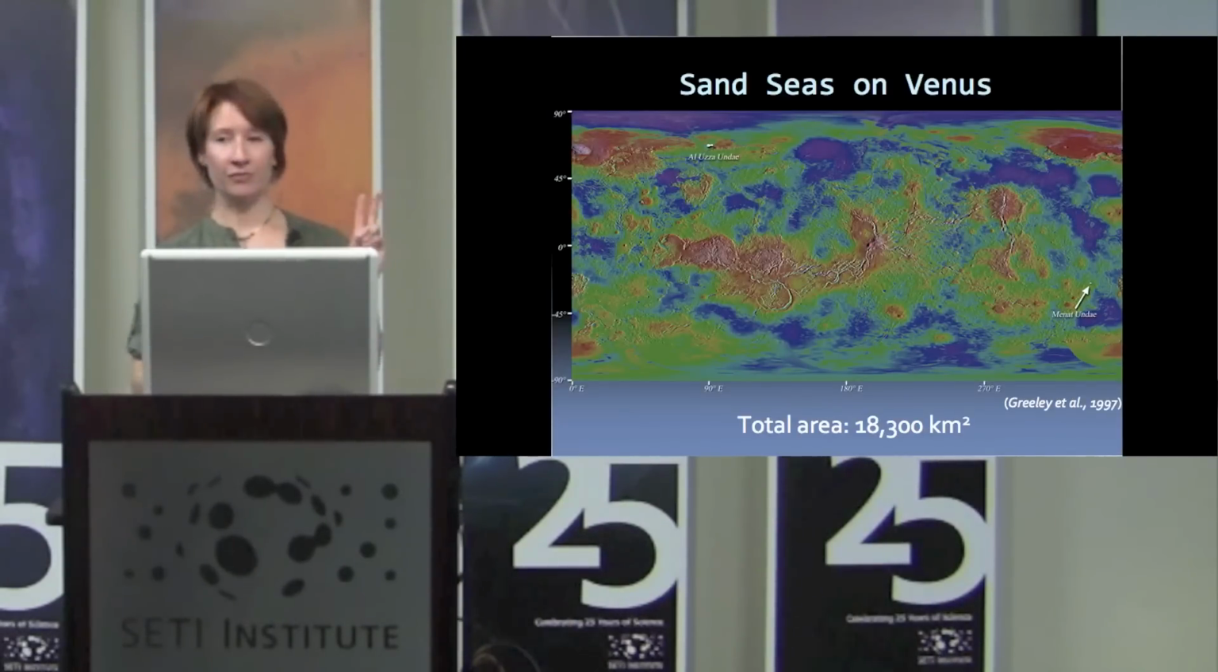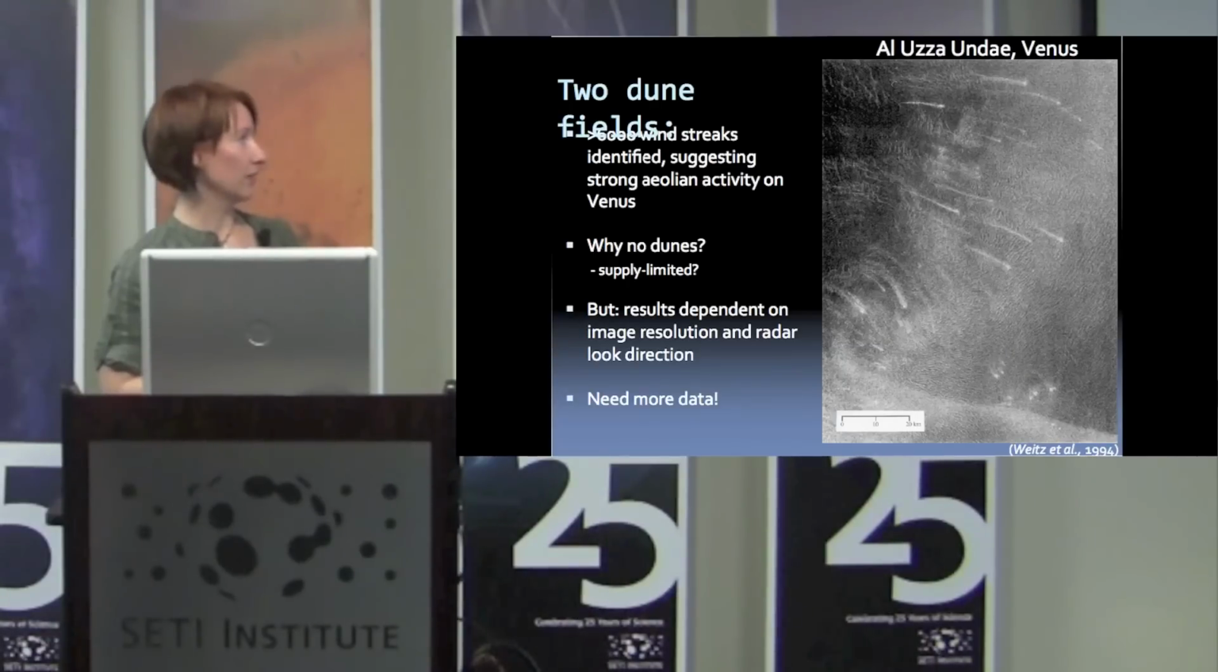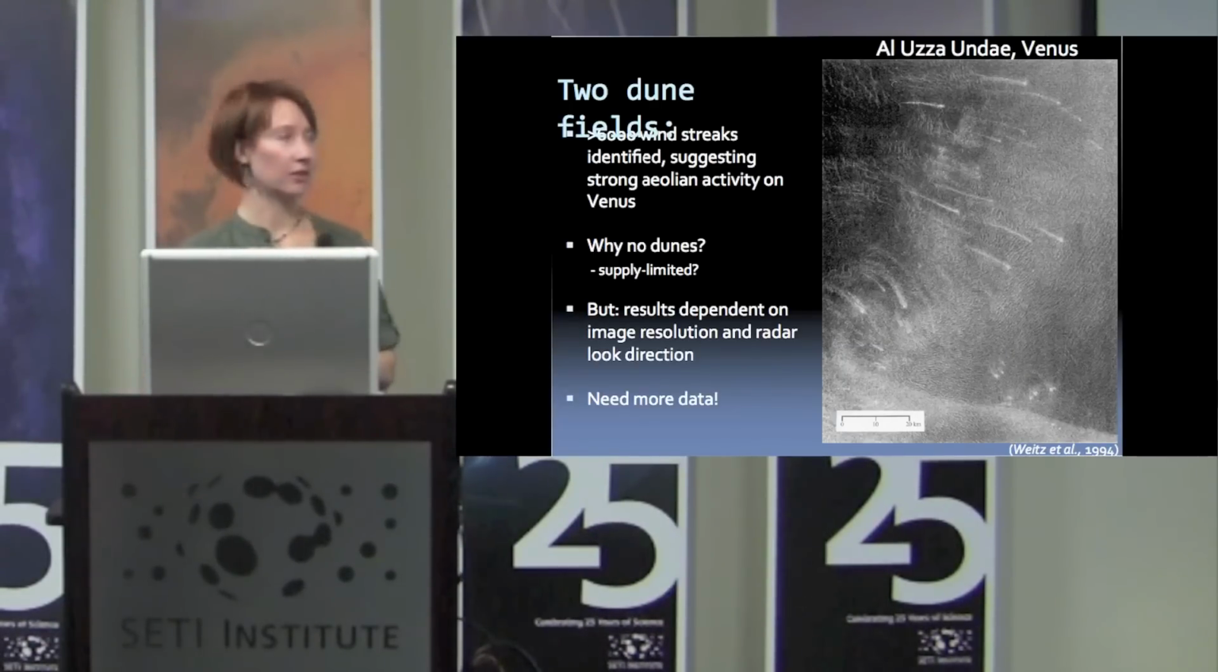Venus has 2 known dune fields. They're not very big. There's one here, and there's a teeny tiny little one here that's so small I had to draw an arrow so that you could see it. Here's a picture of the bigger one, or part of the bigger one, and I think this is the more convincing of the two, honestly.